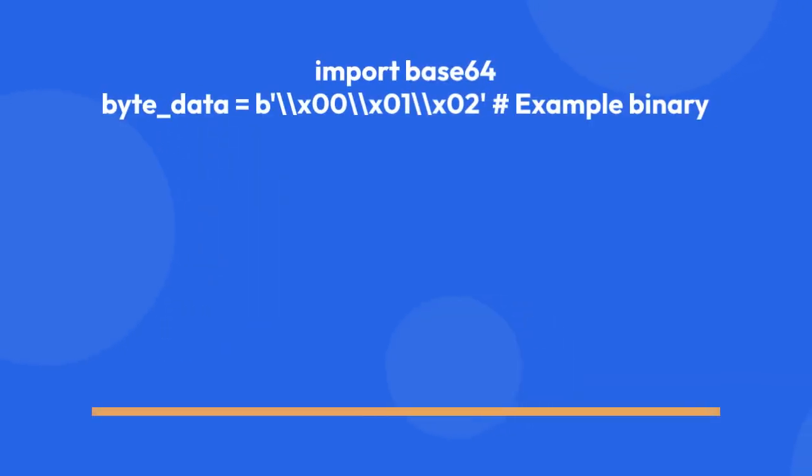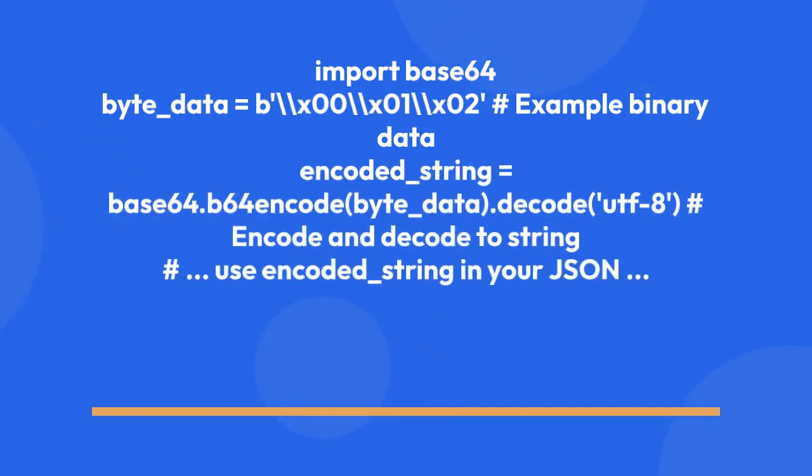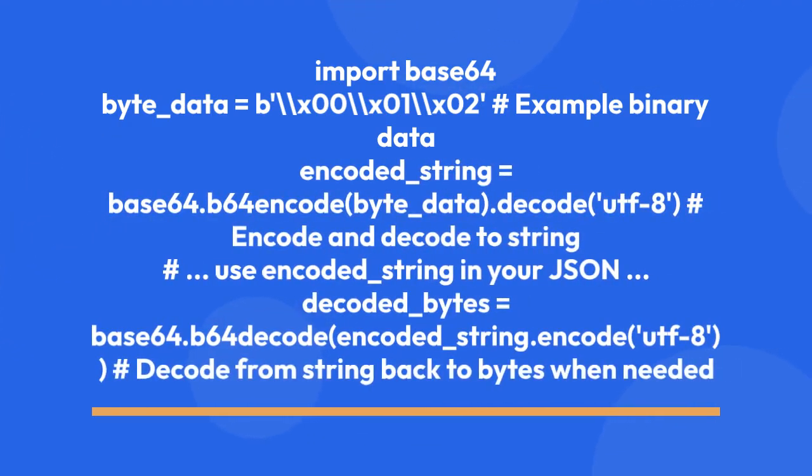For example, Python: import base64, byte_data = b'\x00\x01\x02' # Example binary data. encoded_string = base64.b64encode(byte_data).decode('utf-8') # Encode and decode to string. Use encoded_string in your JSON. decoded_bytes = base64.b64decode(encoded_string).encode('utf-8') # Decode from string back to bytes when needed.